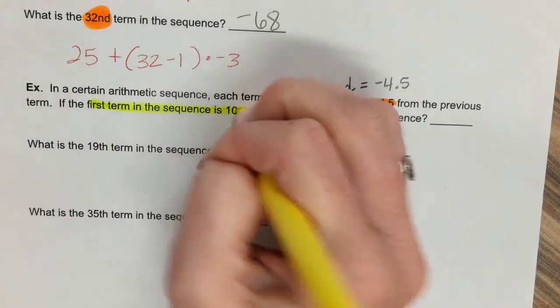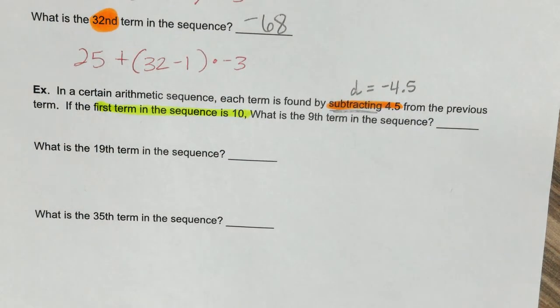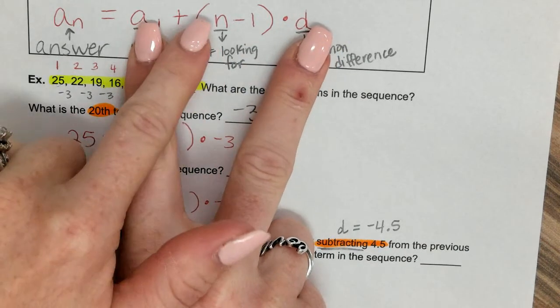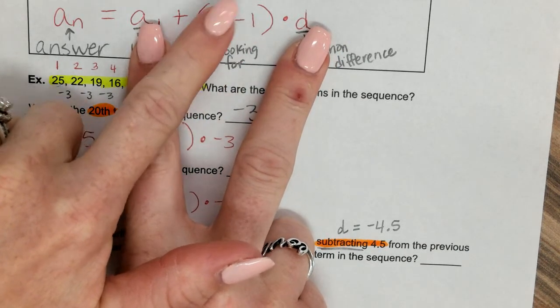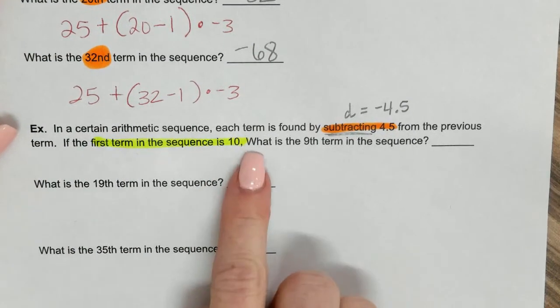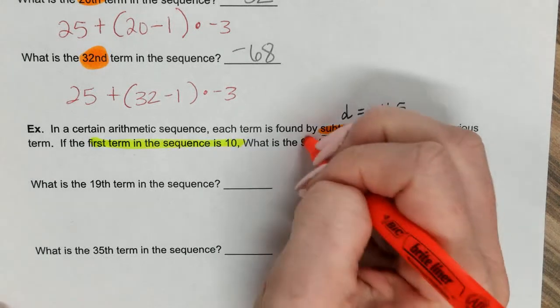Did they just give me everything I need to solve whatever I want? Because all I need is this number and this number. And I can find any term. I can find the first term, second term, third term. I can find whatever I want, right? All right, here we go. What is the 9th term?